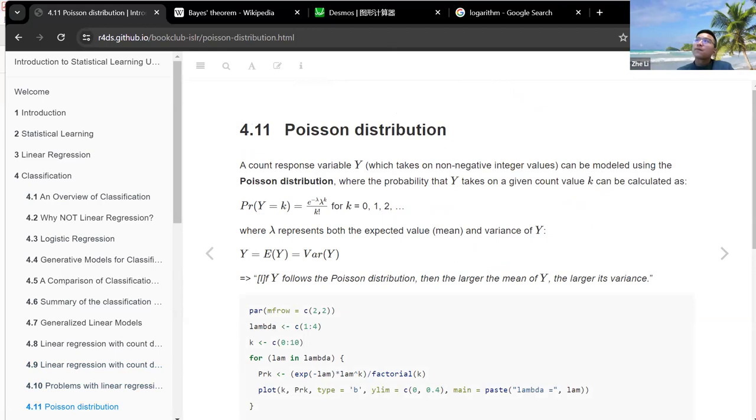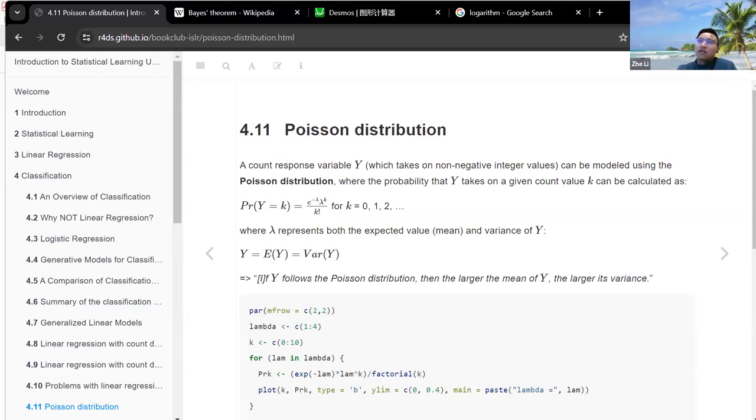So here, how should we use the generic form? In our ordinary linear regression model, we assume that the underlying distribution is the normal distribution. But here we change that assumption to a Poisson distribution, which models the probability of the response taking on a given count value k, and the function is in this form. And here lambda, the parameter of this distribution, represents both the expected value and the variance of each case.